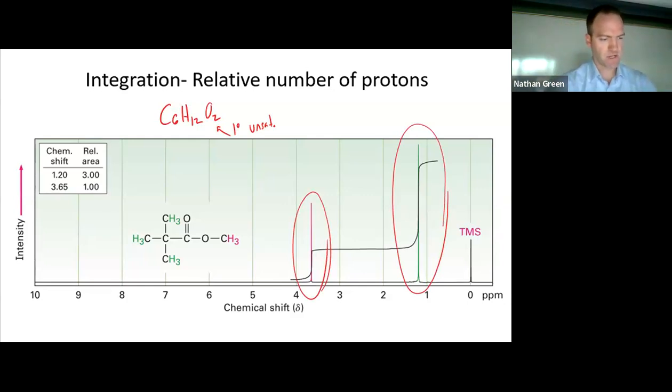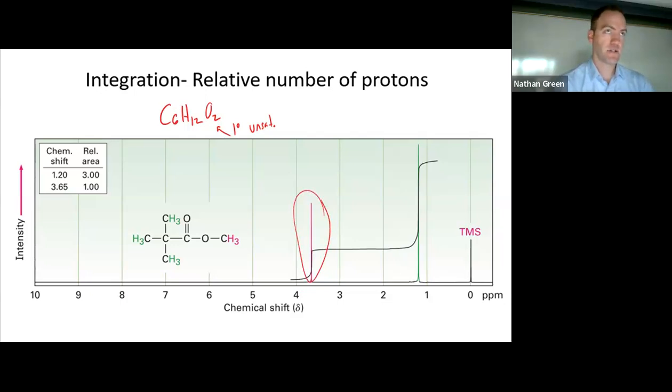Which population of protons, the green or the red, is less shielded, is de-shielded? Red. So I'm thinking these protons are probably closer to the oxygens in this molecule.